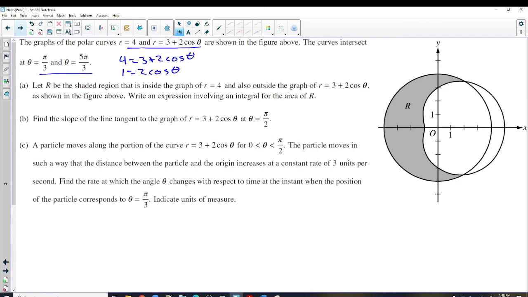Minus over the 3. So we want to know where cosine is a half. Well, cosine's a half at pi over 3 and 5 pi over 3. I wanted to show you that just in case you get one where they don't give you the intersection point. We could have gotten that pretty easily, I think.